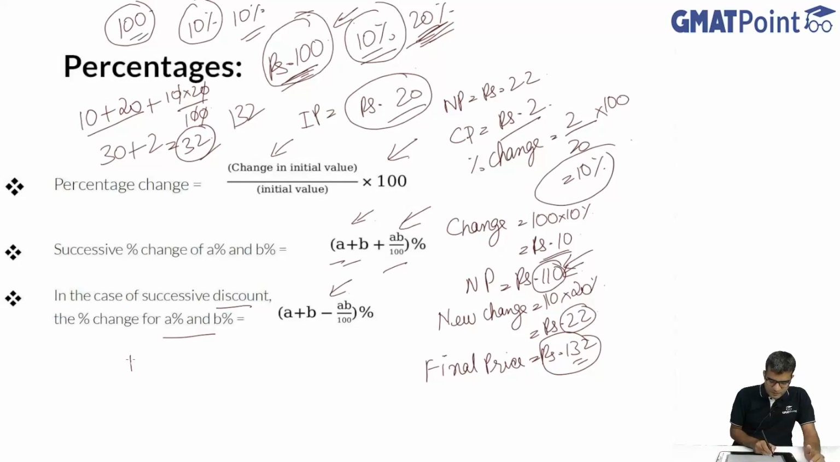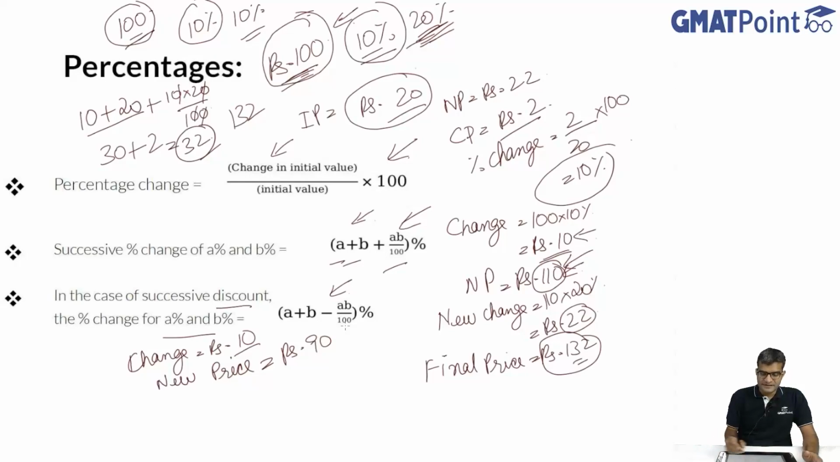Then the change again as usual will be rupees 10, similar to what we did earlier, which is 100 into 10%. So the new price, because this is a discount, this is not an increase, will be 100 minus 10, which is rupees 90. The second discount also is 10%. So now the new change will be 90 into 10%, which is rupees 9.